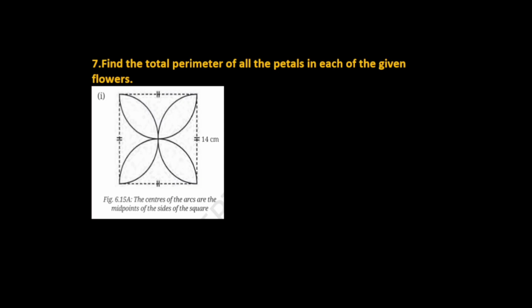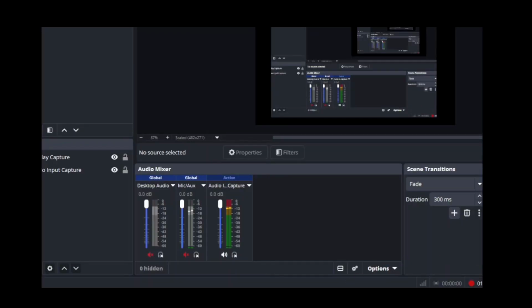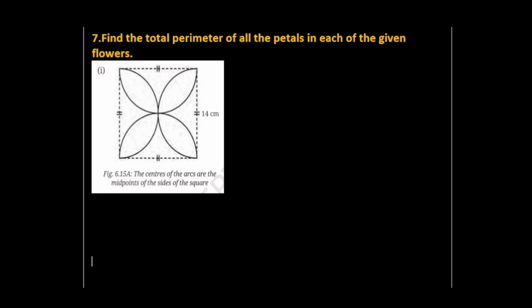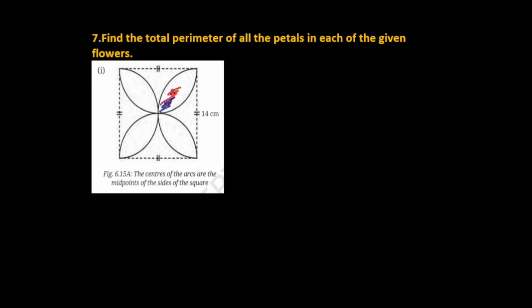Next question, find the perimeter of the petals. Seventh question, find the total perimeter of the petals in each of the given flowers. So 4 petals are there. This is one petal, and 2, 3, 4 petals are there. So for finding the perimeter of these petals, we can take like this.